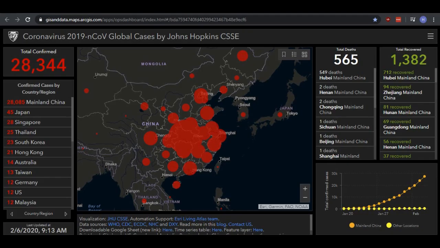Hey everybody, today is February 6th of 2020. Today's coronavirus update statistics are coming from the Johns Hopkins dashboard. The total confirmed cases are now 28,344. Total deaths are 565, and the total recovered is 1,382.